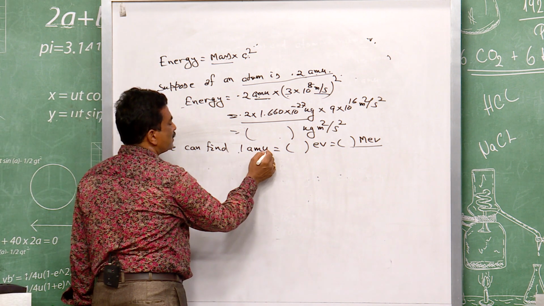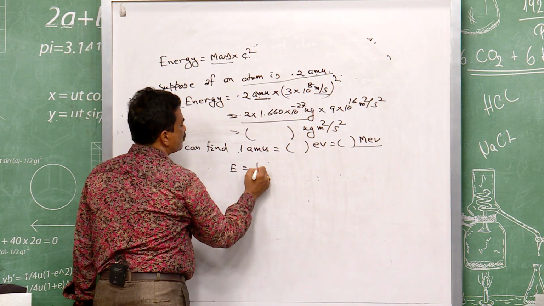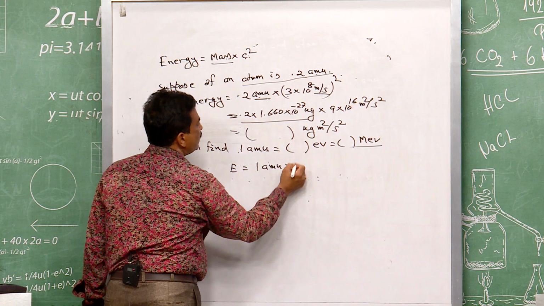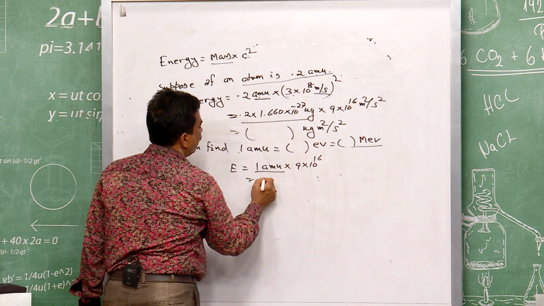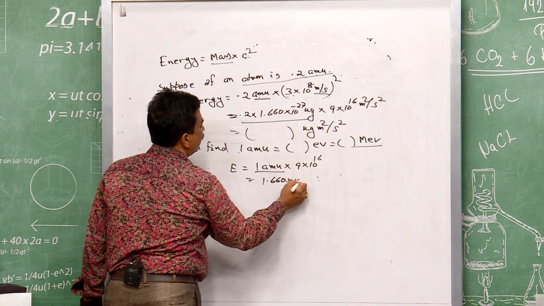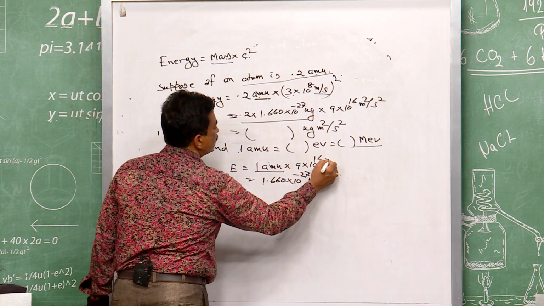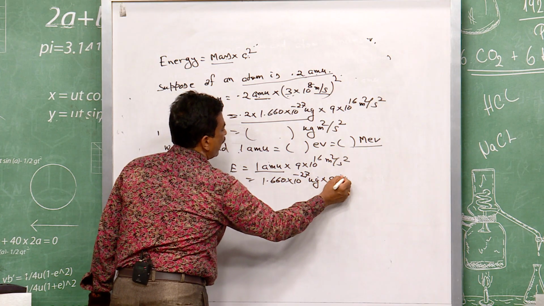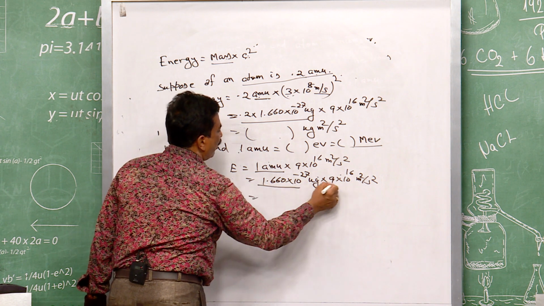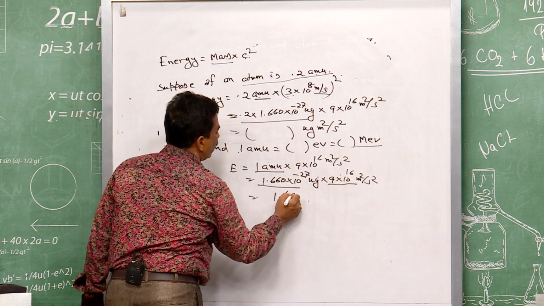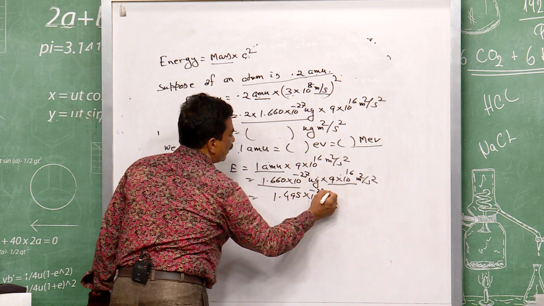So 1 amu is to be converted into energy. That energy is equal to mc squared, meaning 1 amu into c squared, which is 9 into 10 to the power of 16. So 1 amu is equal to 1.660 into 10 to the power of minus 27 kg, into 9 into 10 to the power of 16 meter squared per second squared. If you take all these values, that will be 1.495 into 10 to the power of minus 10 joule.